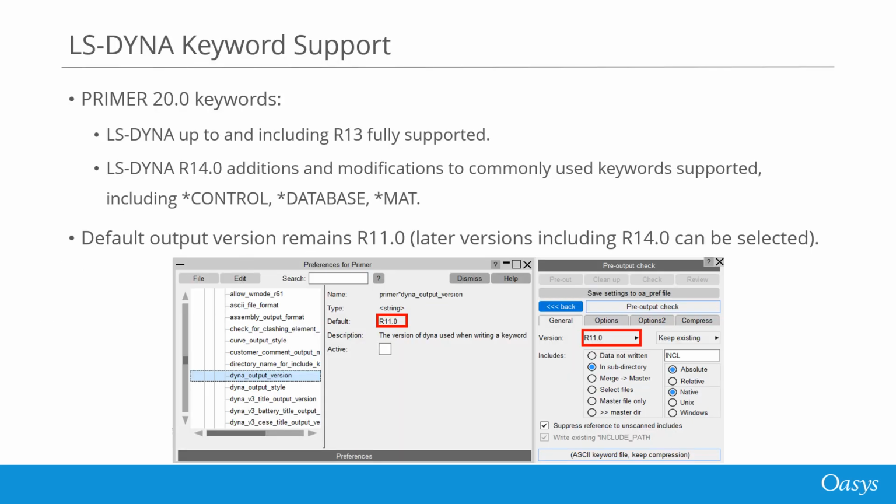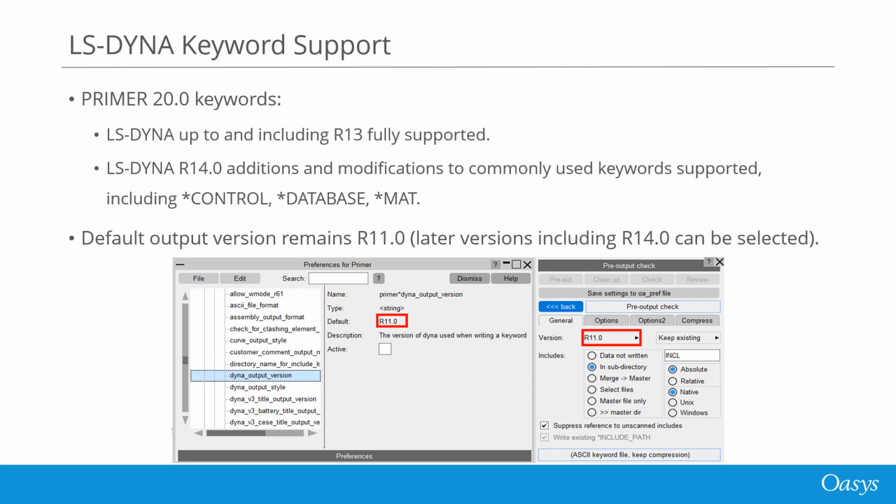In Primer 20, all keywords up to and including LS-DYNA version R13 in volumes 1, 2, and 3 of the keyword manuals are fully supported. Furthermore, additions and modifications to commonly used keywords introduced in R14 are also supported.